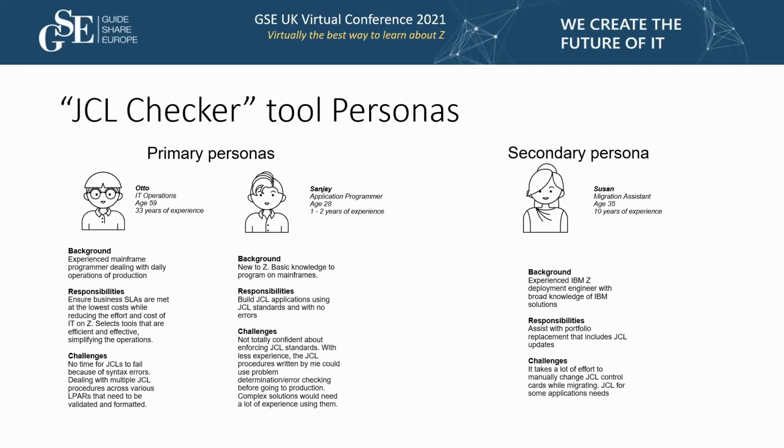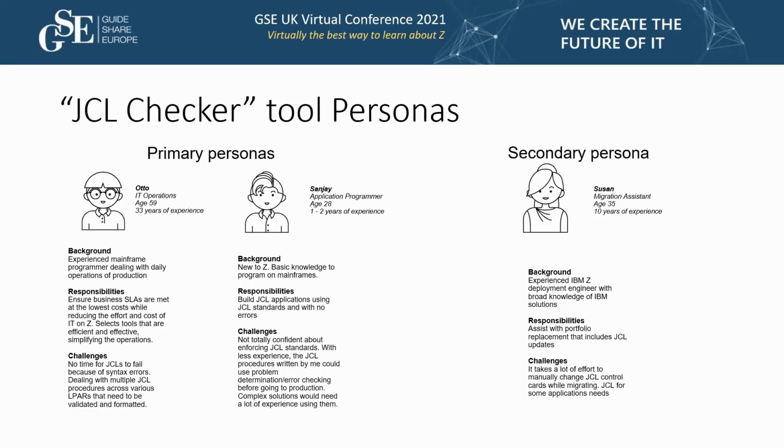The first is Sanjay, an application programmer, likely a young one, so new to mainframe, with just basic knowledge to program on mainframe. His responsibility is to build JCL applications using JCL standards and with no errors. The challenge for the application programmer is that he's not completely confident about enforcing JCL standards. Since he doesn't have great experience, he is afraid to miss any of the standards he has to follow, and afraid to introduce errors in the JCL that would cause a problem at execution time.